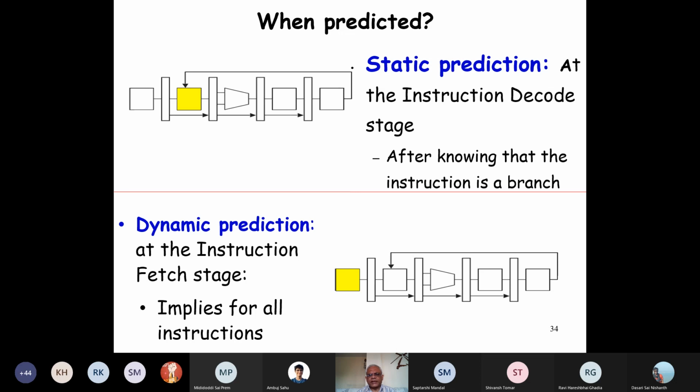So at the instruction fetch stage, we are able to tell what will be the next instruction, which means that for every instruction, it says what is the next instruction, not only for the branch, because we are not checking the type of the instruction. We're just looking at the program counter and saying what is the next program counter.